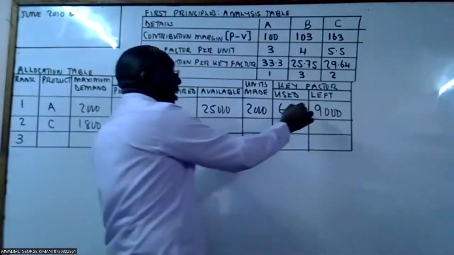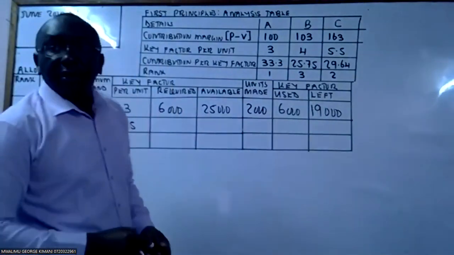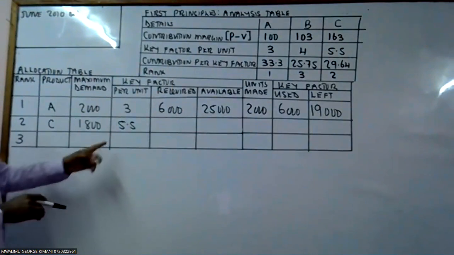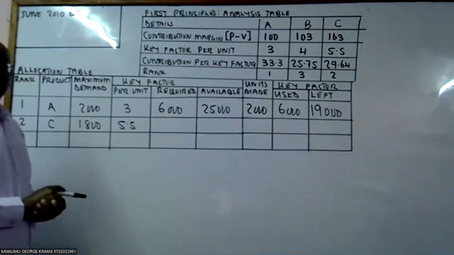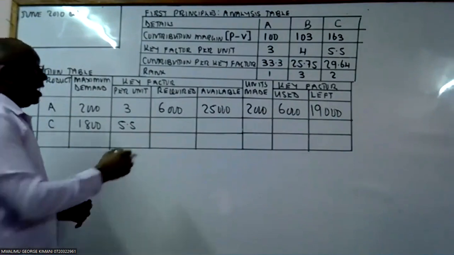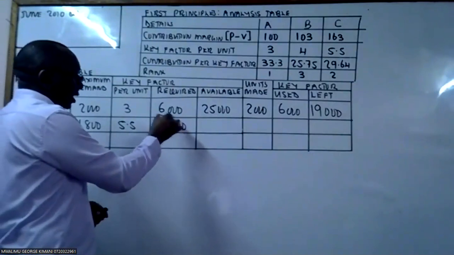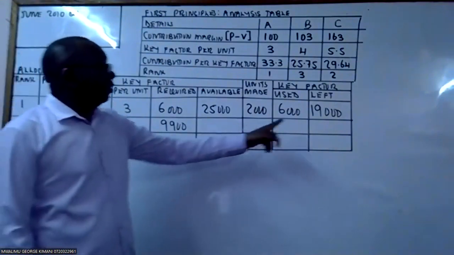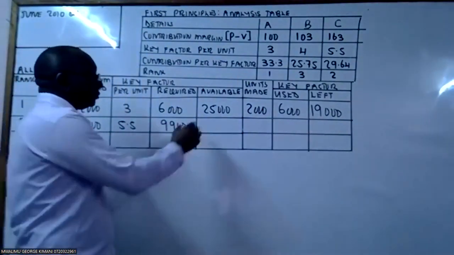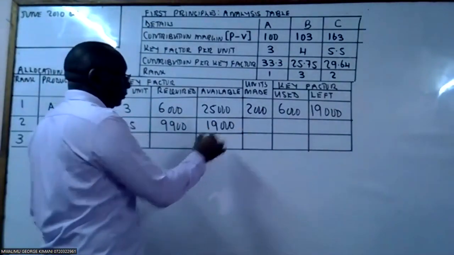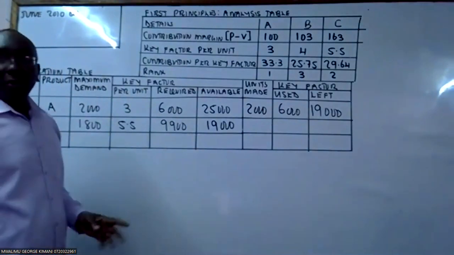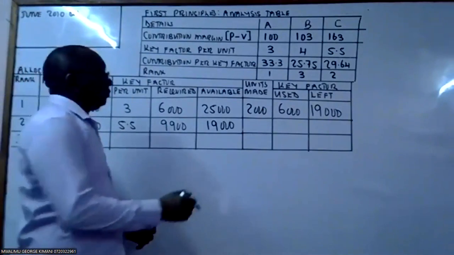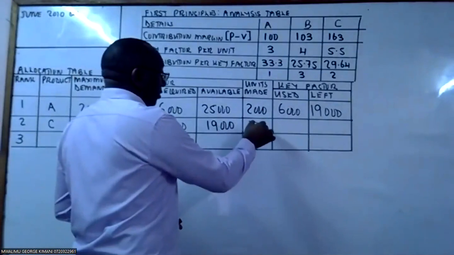Oh, sorry, this is 19,000, not 9,000. Thank you, Gideon and Green. Now, this 5.5, when you multiply by 1,800, it is giving us 9,900. We had this one in our other table. So if that is what we require, and we have a whole available 19,000, so 19,000 is put here. So we can comfortably afford because we have 19 and we just require almost 10,000. So we make the whole 1,800.